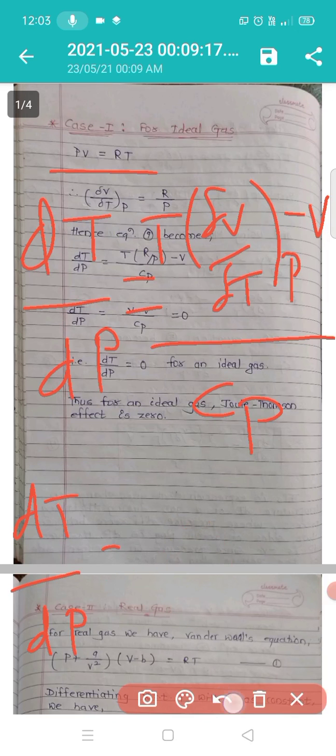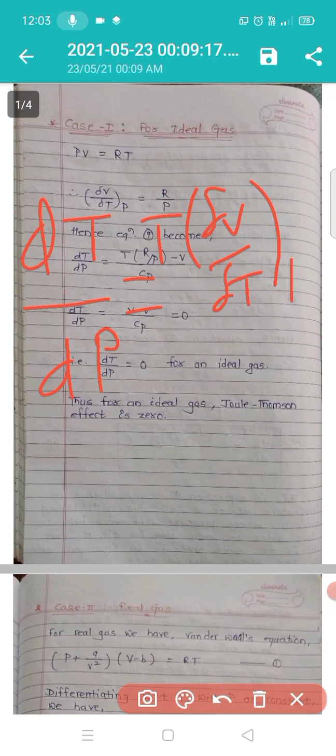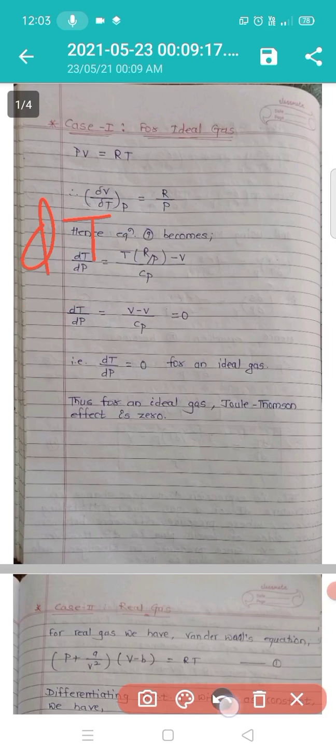Then what about the real gas? This is the ideal condition, and we get that for an ideal gas the Joule-Thomson effect is 0. See here, dT/dP = 0 for an ideal gas. Thus, for an ideal gas, the Joule-Thomson effect is 0.